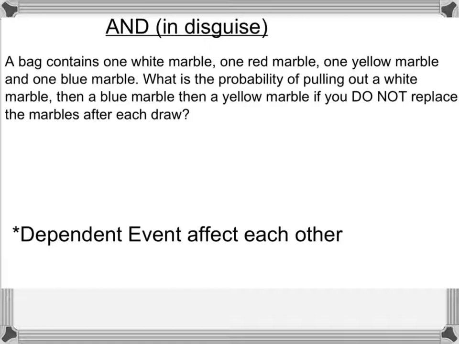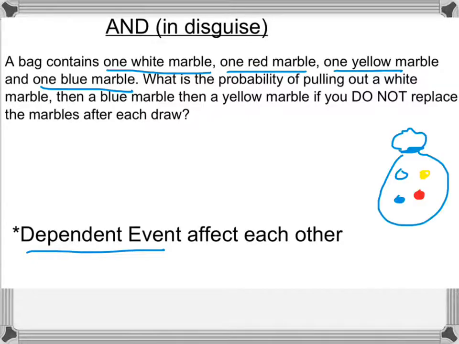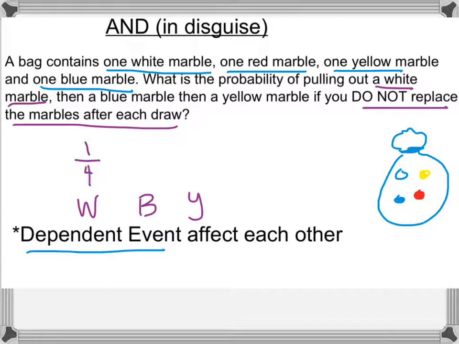Here is something that we call a dependent event. Let's assume that, again, we have the same bag of marbles, 1 white, 1 red, 1 yellow, and 1 blue. Okay, and you want to pull a white one out. So you want white, and then you want blue, and then you want yellow, but you're not going to replace the marbles after each draw. In this case, pulling a white marble out in the first pull will affect the probability of pulling a blue marble out. So the probability of pulling a white marble out in your first pull is 1 out of 4. One of them is white out of 4 total.